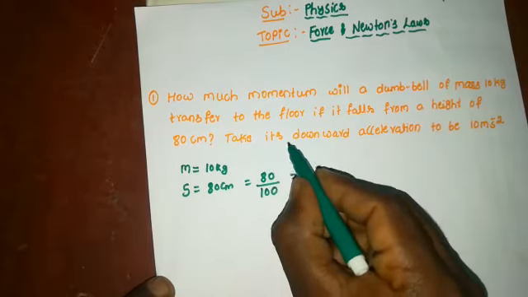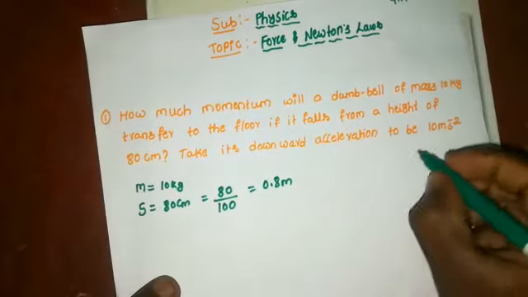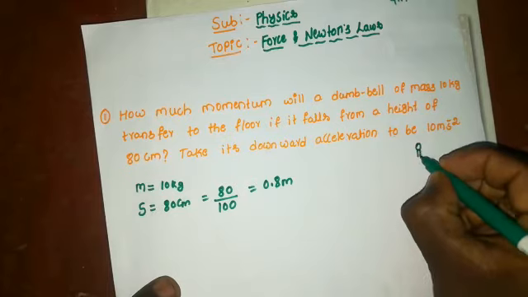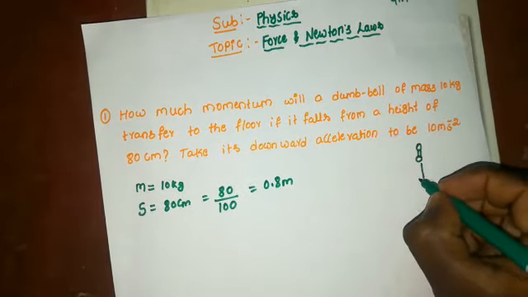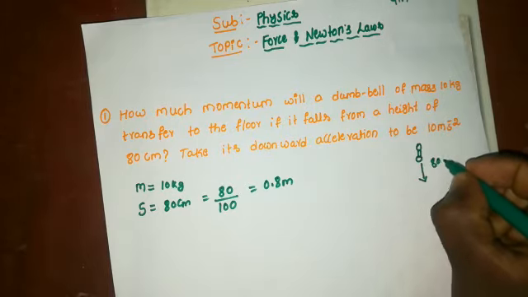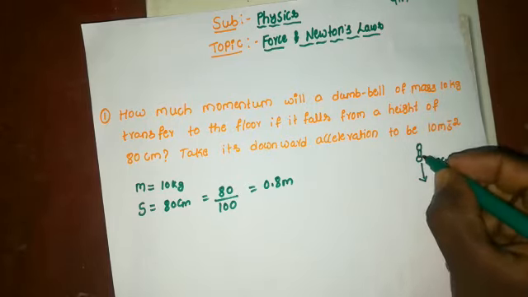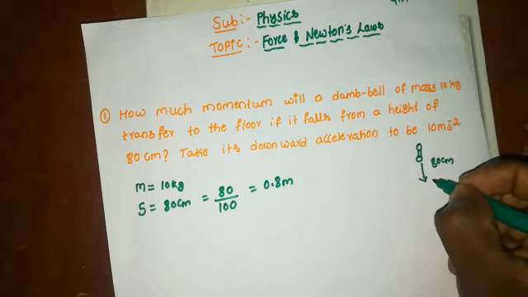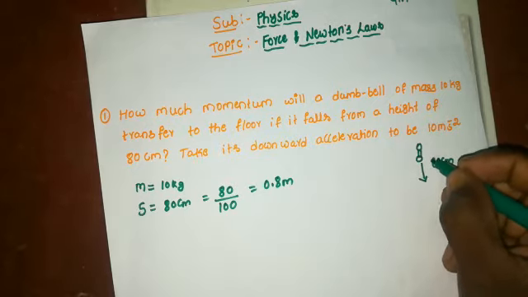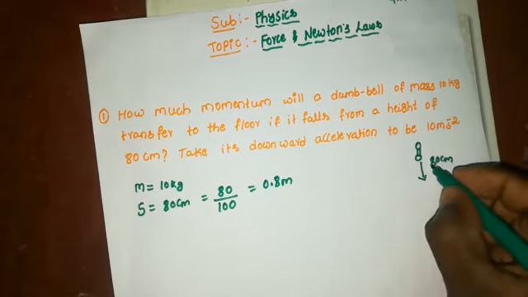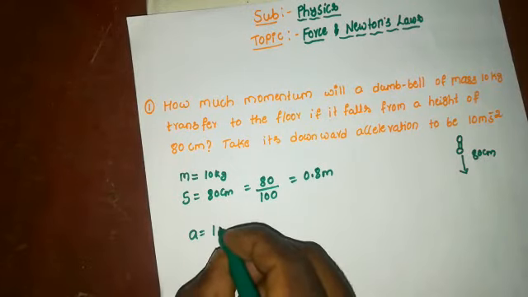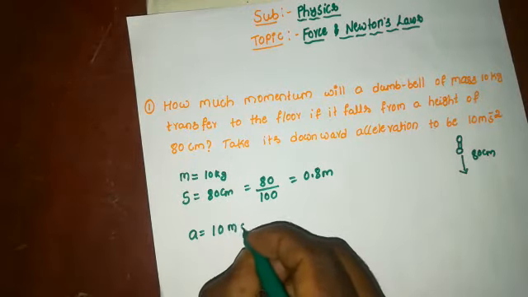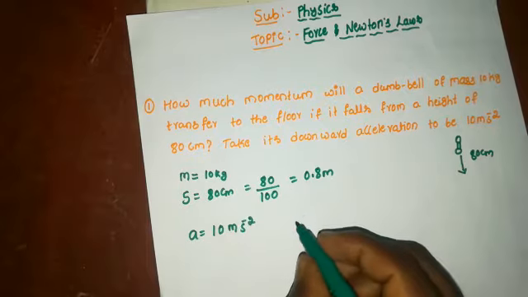And take its downward acceleration. The dumbbell falls from a height of 80 centimeters. It takes a downward acceleration, which means positive. If it were upward acceleration, it would be negative. Now it takes a downward acceleration, so a is equal to 10 meter per second square.